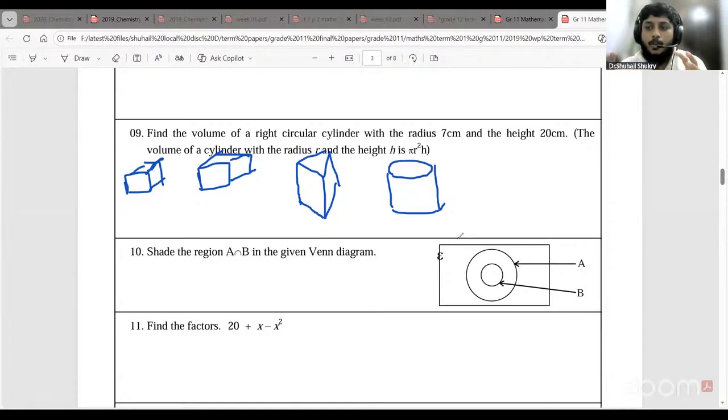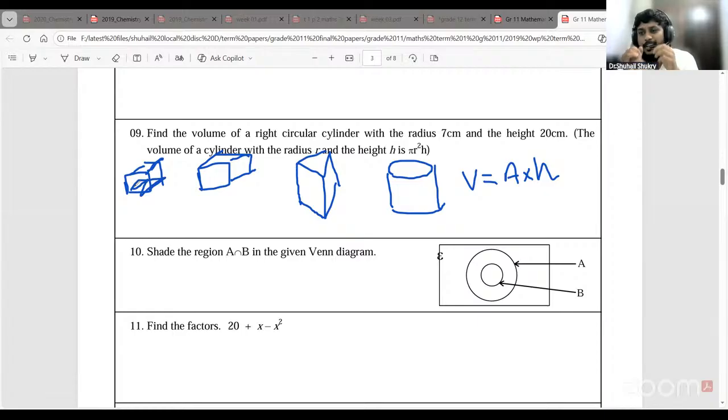For all four shapes, the volume formula is volume equals area into height. That is, base area into height. Now take the cube as an example. What is the base shape? If you take the cube, the base shape is a square.